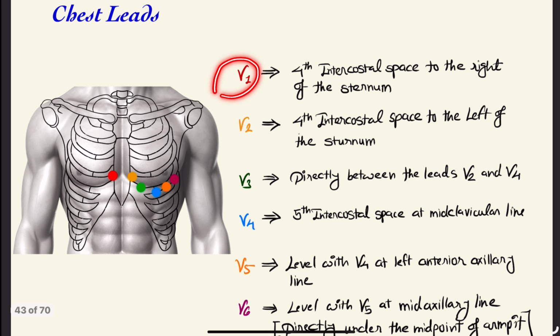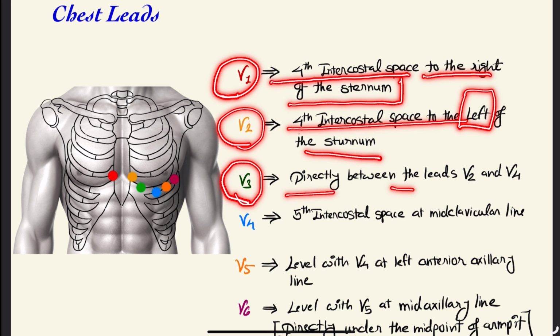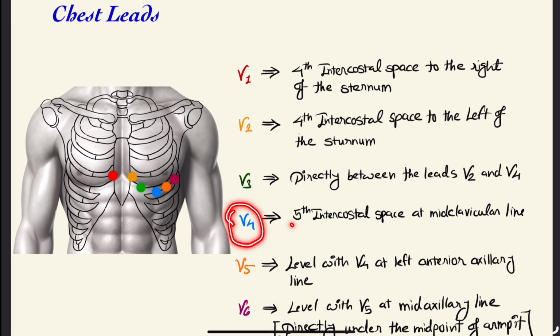Lead V1 is placed in the fourth intercostal space to the right side of the sternum. Lead V2 is also placed in the fourth intercostal space but on the left side of the sternum. Lead V3 is placed directly between lead V2 and lead V4. Lead V4 is placed in the fifth intercostal space at the mid-clavicular line.